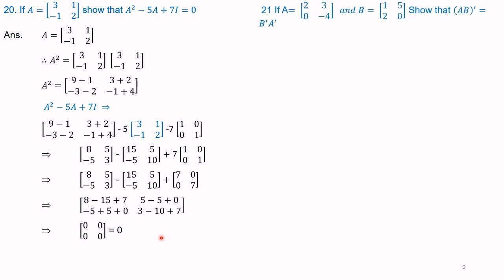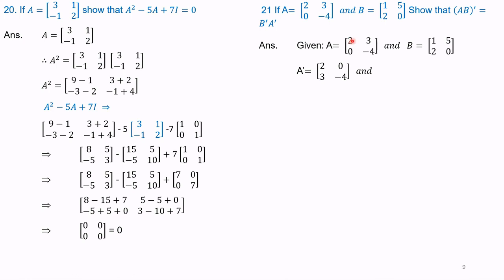Next problem. If A is equal to 2, 3, 0, minus 4 and B is equal to 1, 5, 2, 0, show that AB dash is equal to B dash A dash. That is transposition, we have to do the transposition. Given A and B as written. Therefore, A dash is equal to, we have to interchange rows and columns.